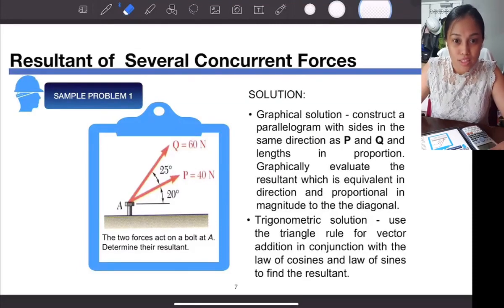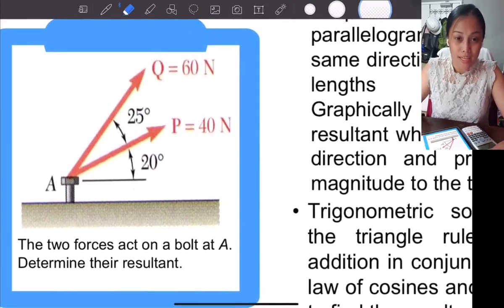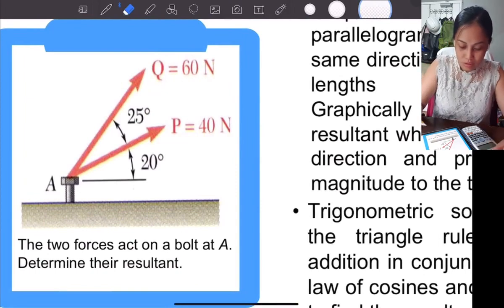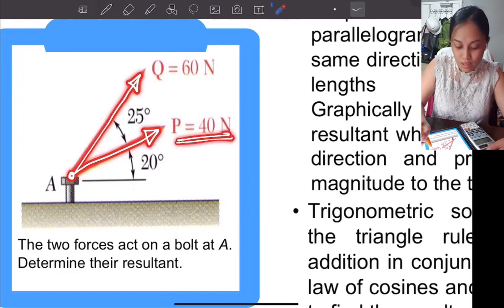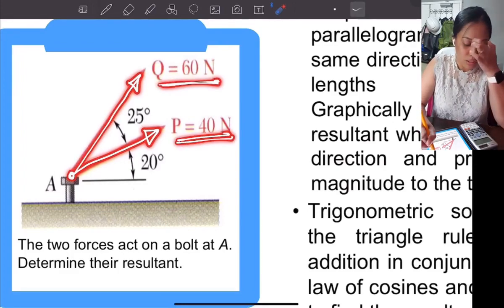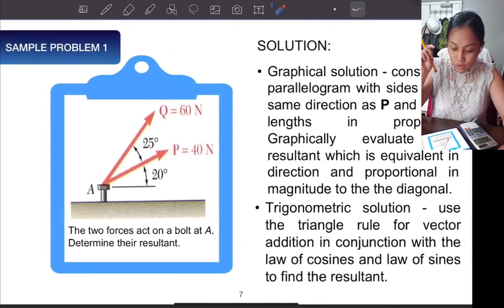For the first example, we have here sample problem number 1. Two forces act on a bolt A. Determine the resultant force. From the figure, we can see that there are two forces, P and Q. P has a magnitude of 40 newtons, while Q has a magnitude of 60 newtons. So determine their resultant force.